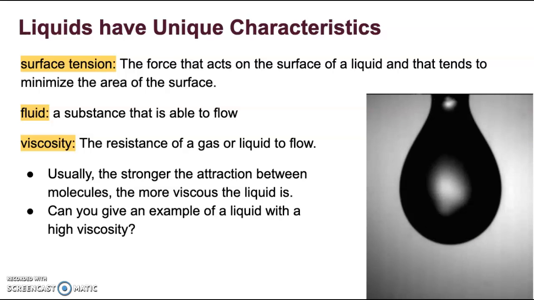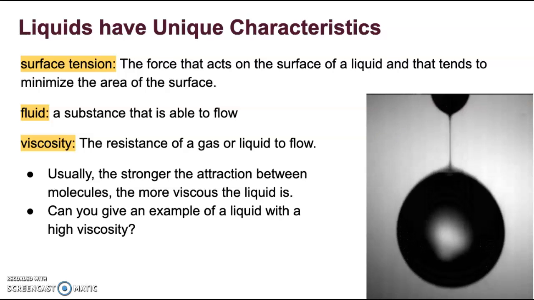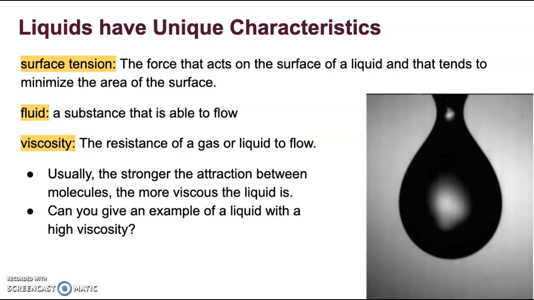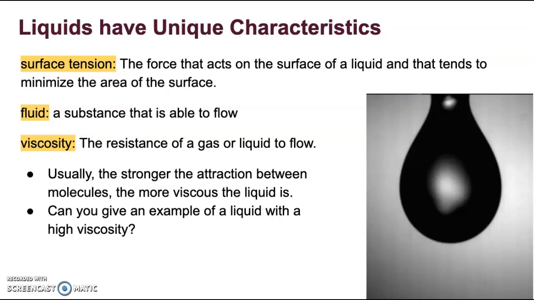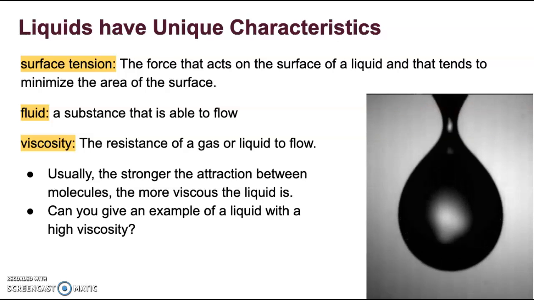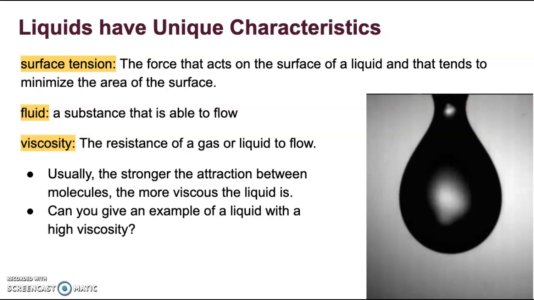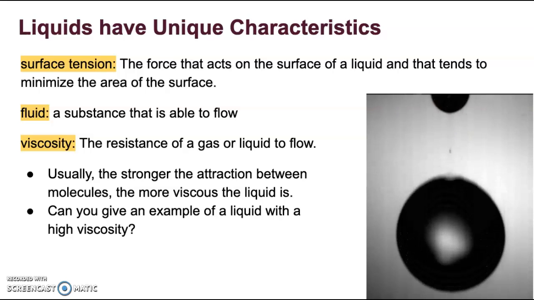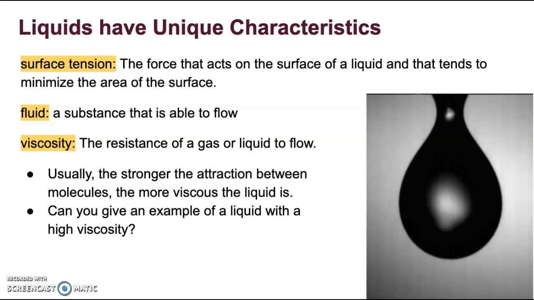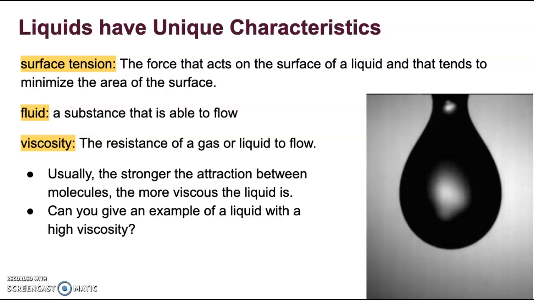Liquids are fluids. That means that they're substances that are able to flow. They have different viscosities, however, depending on the characteristics of the atoms and molecules that make them up. Viscosity is a resistance to flow, and this can apply to both a gas and a liquid. Usually, the stronger the attraction between molecules, the more viscosity the liquid has. So an example of a liquid with a high viscosity might be molasses or maple syrup or corn syrup.